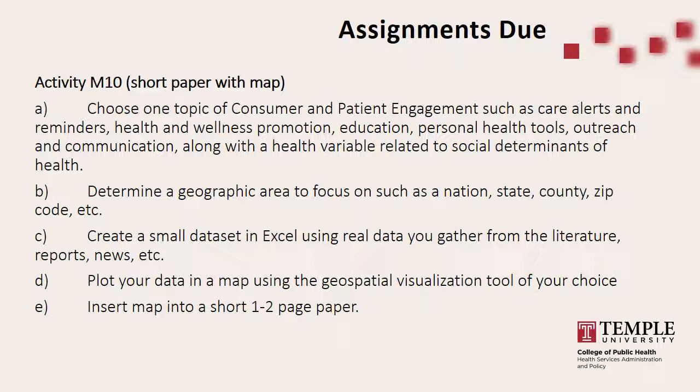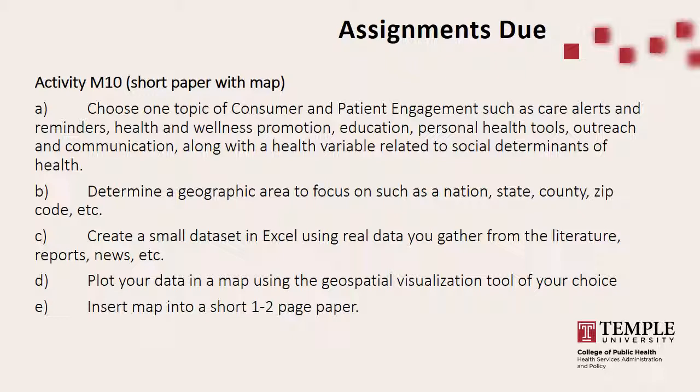And your assignment is to choose one topic of consumer and patient engagement. This could be something like care alerts and reminders, health and wellness promotion, education, personal health tools, outreach and communication, along with a health variable related to social determinants of health. Determine a geographic area to focus on, such as a nation, a state, a county, a zip code, etc.